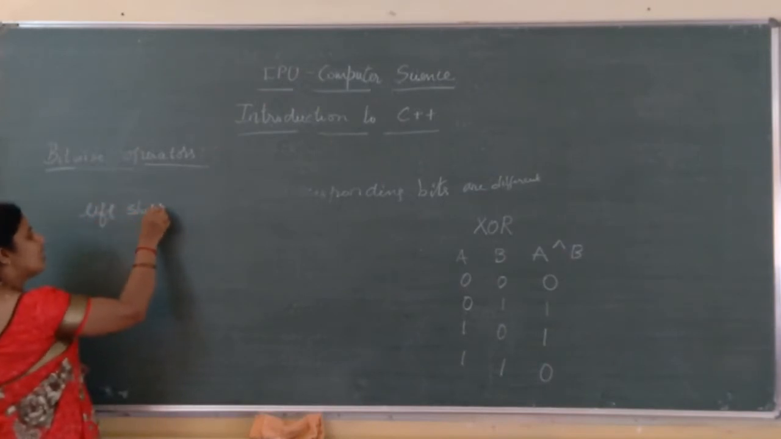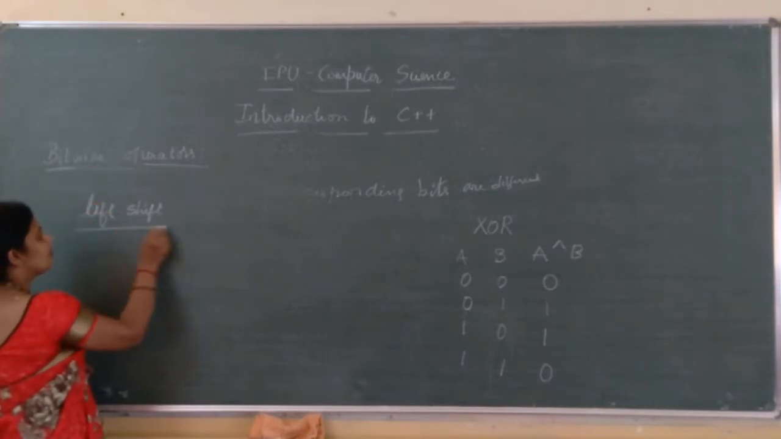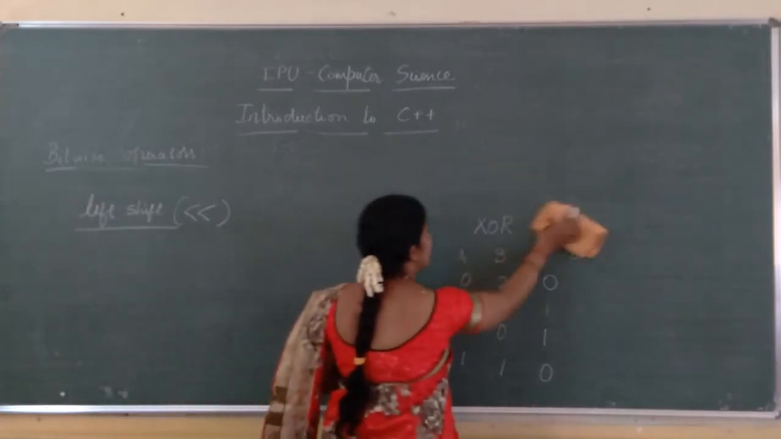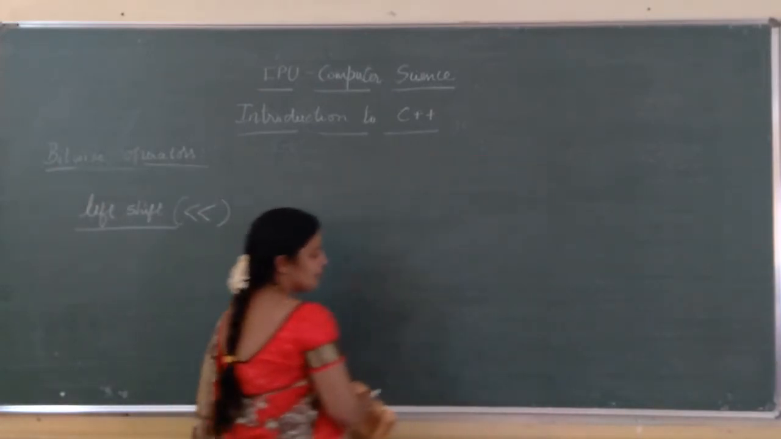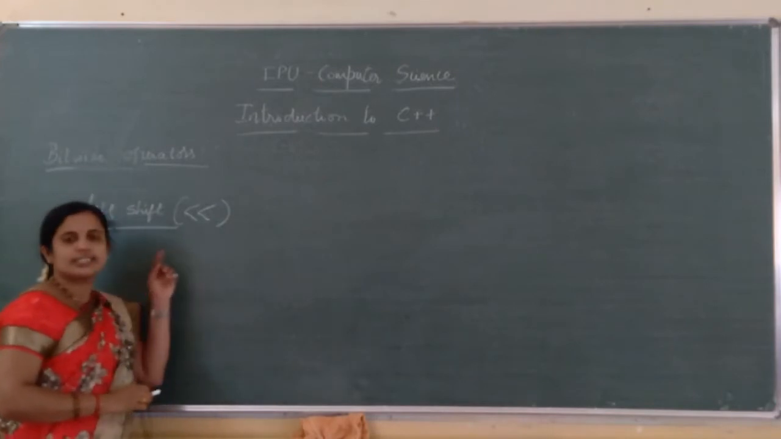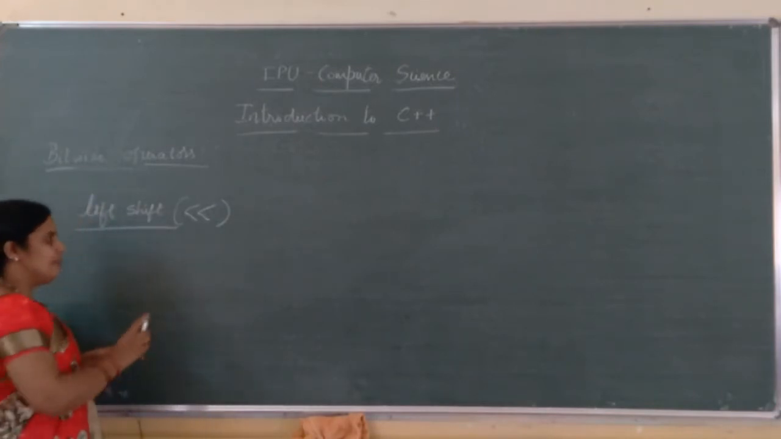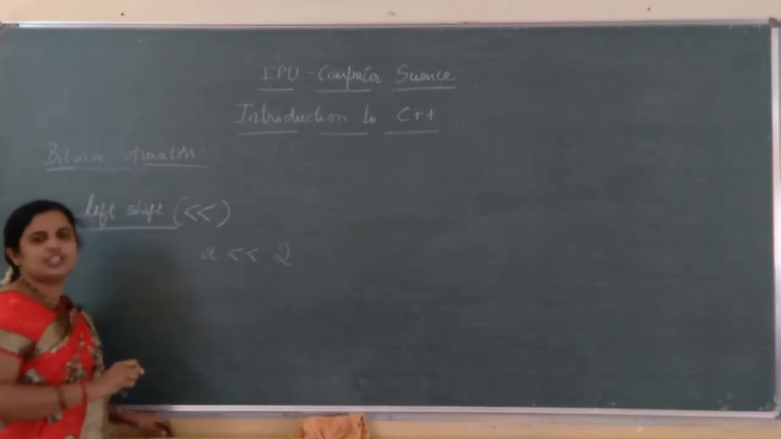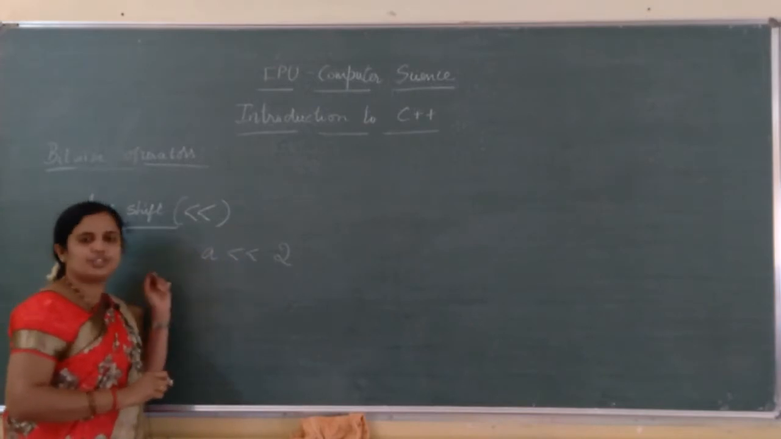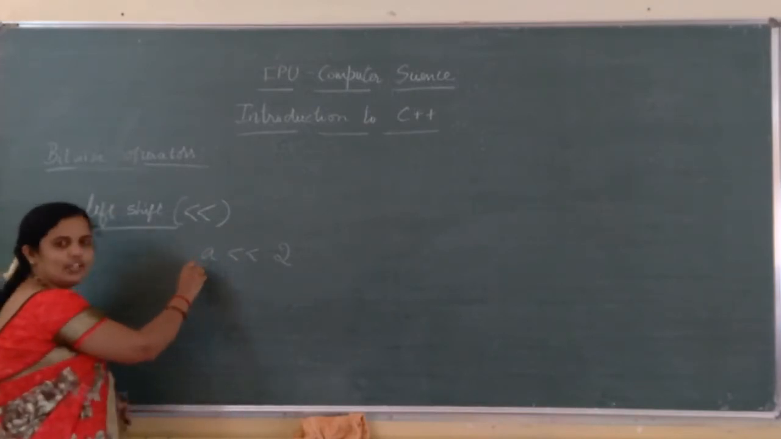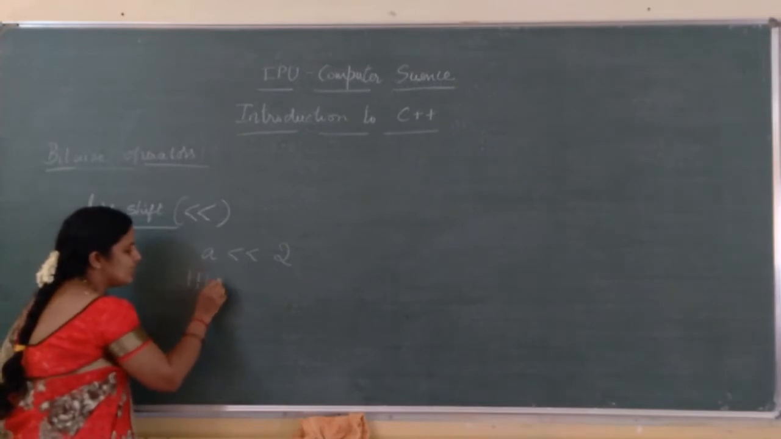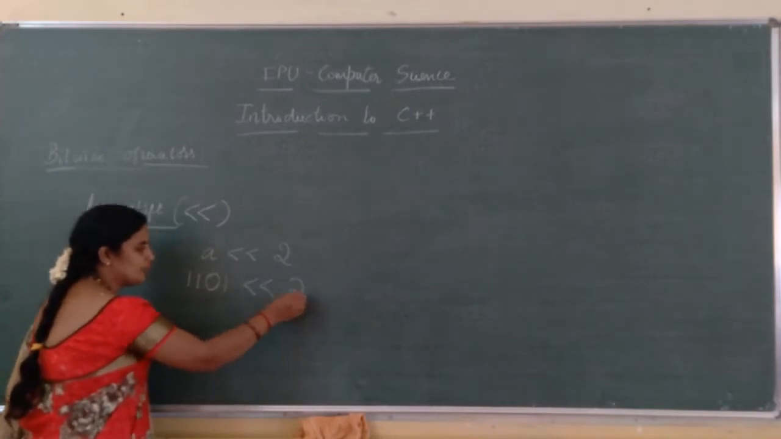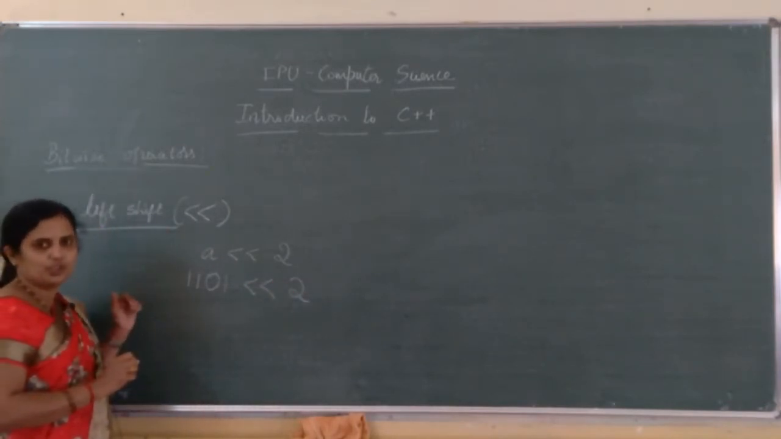Left shift operator. The symbol is double less than symbol. Use the less than symbol twice. This is the symbol for the left shift operator. I will just write one example, later I will explain. A left shift 2. I will consider the value of A as 1 1 0 1, left shift 2.